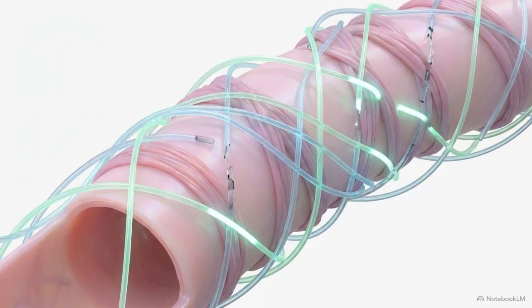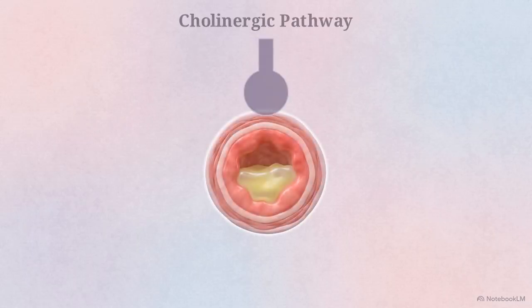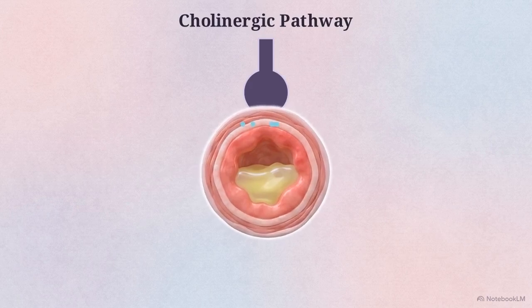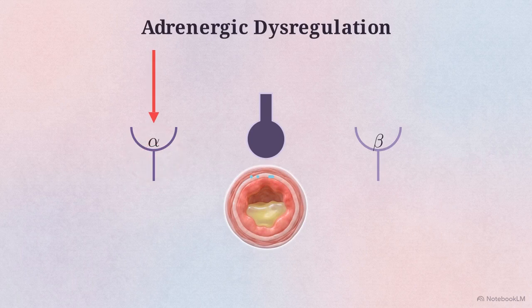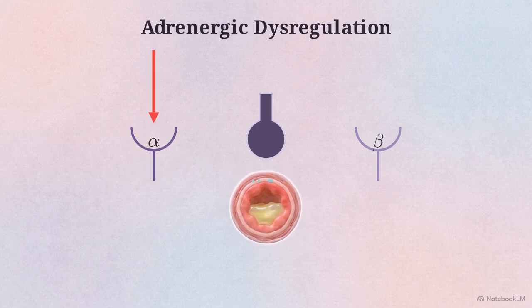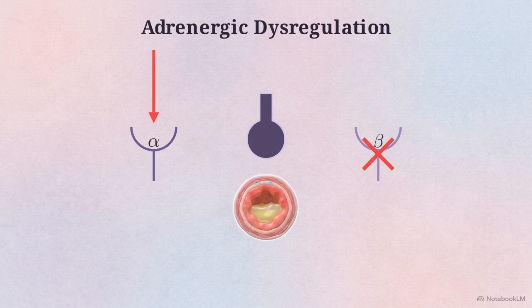This physical blockade is further complicated by faulty wiring in the autonomic nervous system. Increased reflex activation in the cholinergic pathway leads to an excessive release of acetylcholine, which directly forces further bronchoconstriction. Simultaneously, the tissue suffers from adrenergic dysregulation. Overactive alpha receptors stimulate even more constriction, while dysfunctional beta receptors remove the airway's natural ability to dilate and relax.